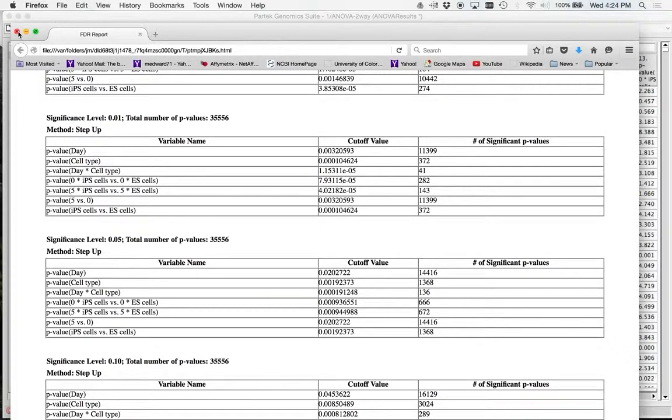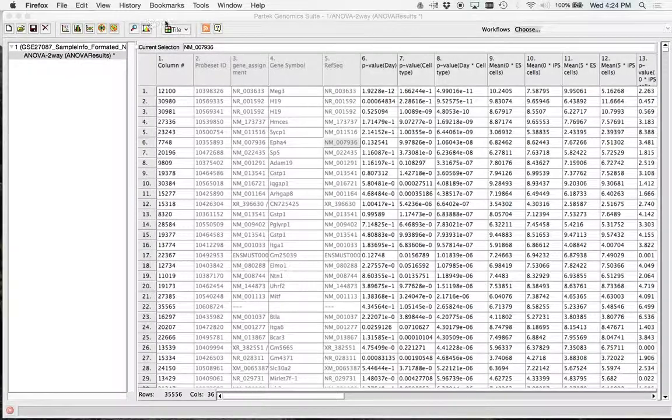Okay, so we can close out of this. So let's make some gene lists.